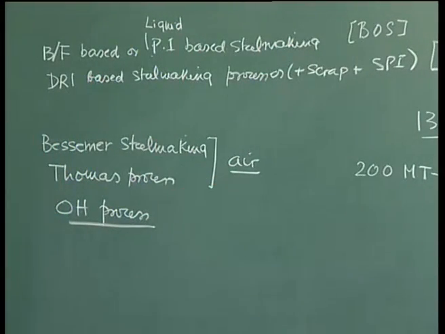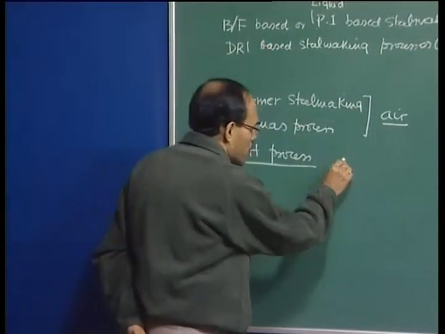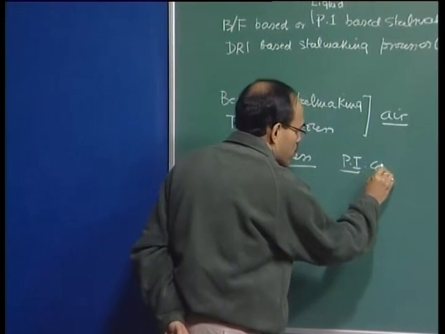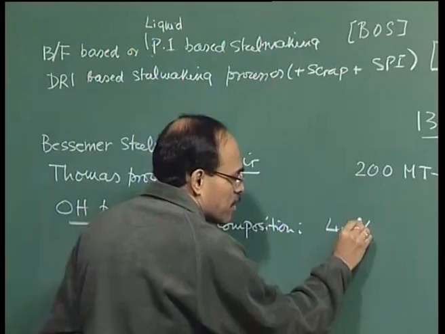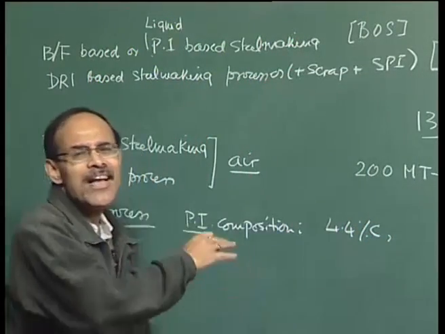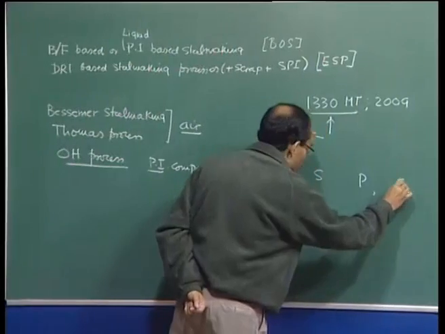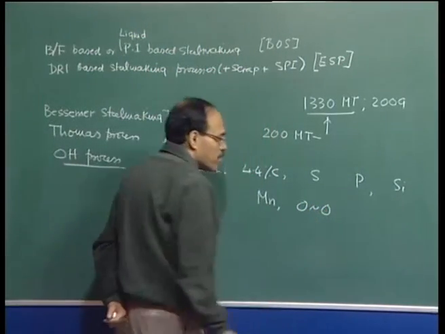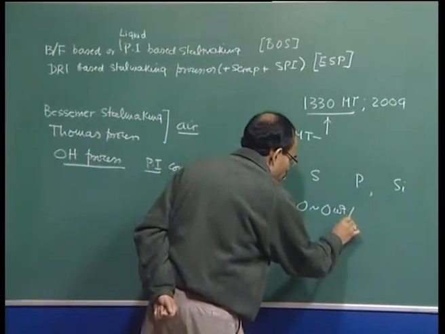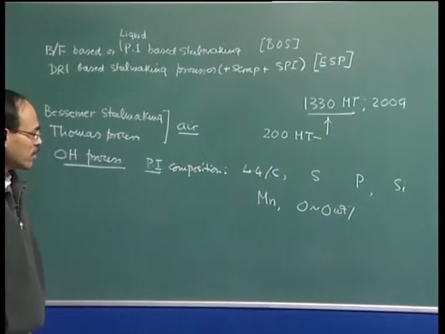So, using air as an oxidizing agent is not really desirable. Now, if you look at pig iron composition, the pig iron contains, for example, approximately 4.4% carbon. It will contain some sulfur, some phosphorus, some silicon, some manganese, it may contain other elements, and oxygen is virtually 0%, less than 1 ppm, because blast furnace has an extremely reducing environment.